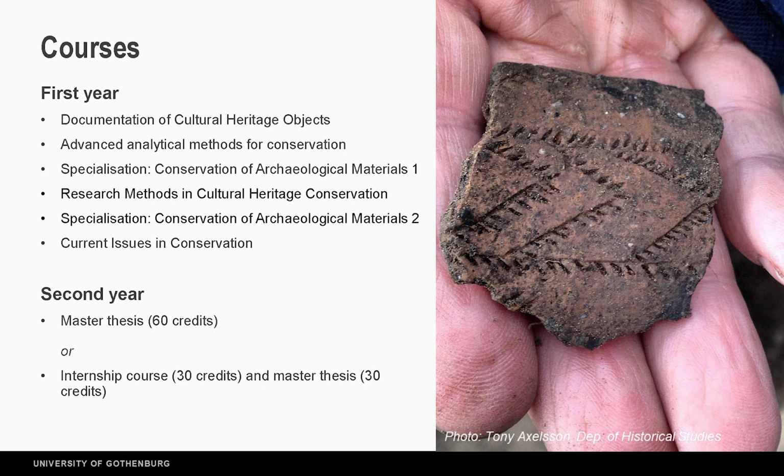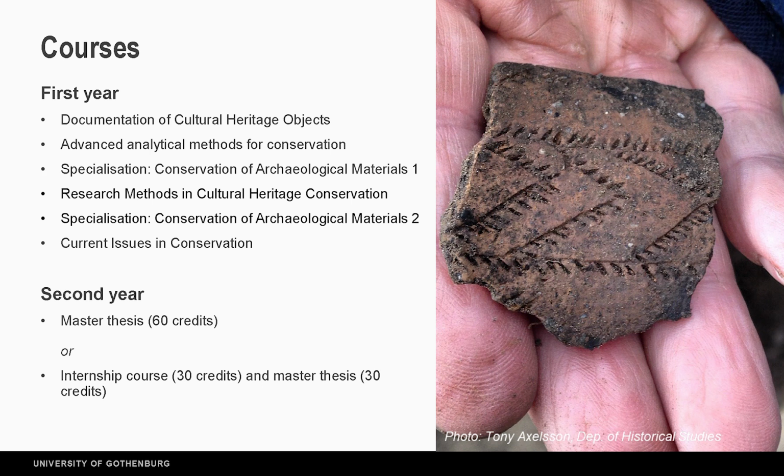During the second year, it's possible to either write a 60-credit master thesis, that's a full year, or split the year in 2 to have an internship the first semester, and a master thesis, 30 credits, the second semester.